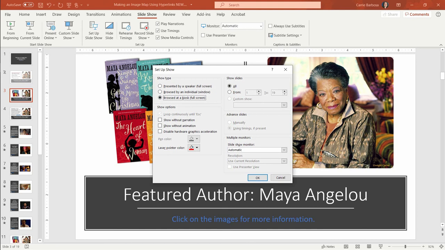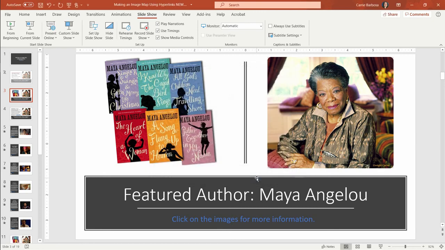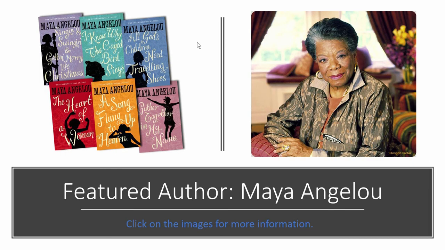In this case, I only want them to be able to see slides 3 through 10. So I can go from 3 through 10, and then I can click OK. And now once I go into slideshow mode, if it's not a link, it's not going to let them click on it. So this could be, again, on a computer or a touchscreen monitor where it would allow your customer to look for more information about each of these titles.